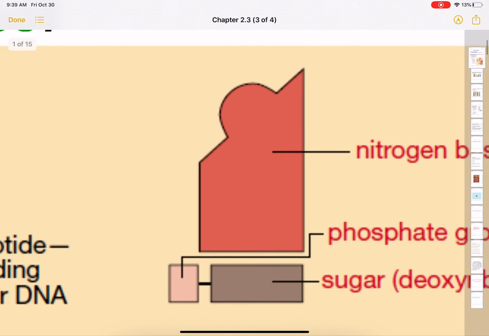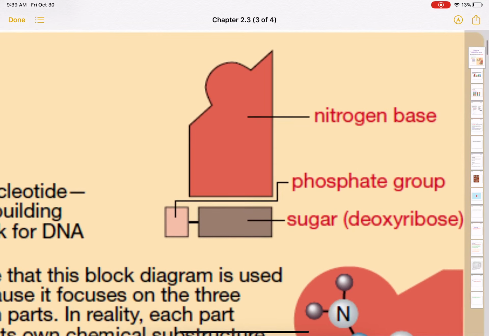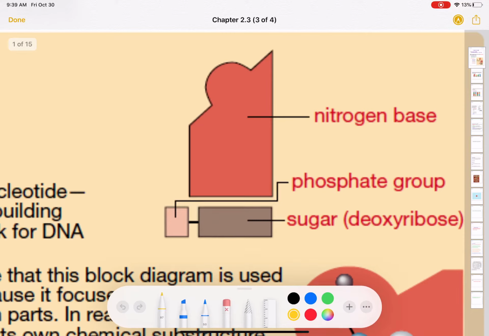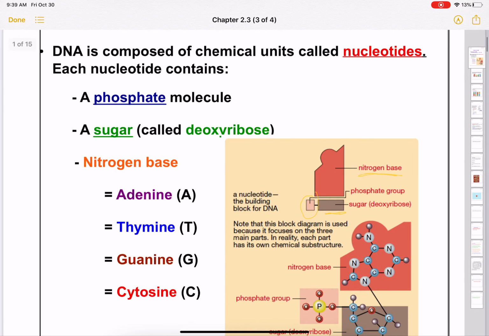So this is a model of what this piece of DNA might look like. We've got our nitrogen base right here. We've got our phosphate right here, and our sugar right there. So all three of those make up a section of DNA. The phosphate is that small little piece. The sugar, there's lots of different types of sugar, so this is a deoxyribose. That's where we get deoxyribonucleic, because they're called nucleotides. But yeah, deoxyribose is the type of sugar.